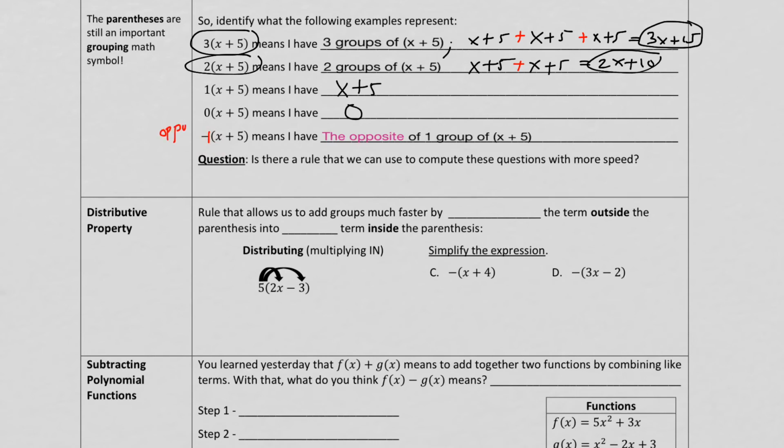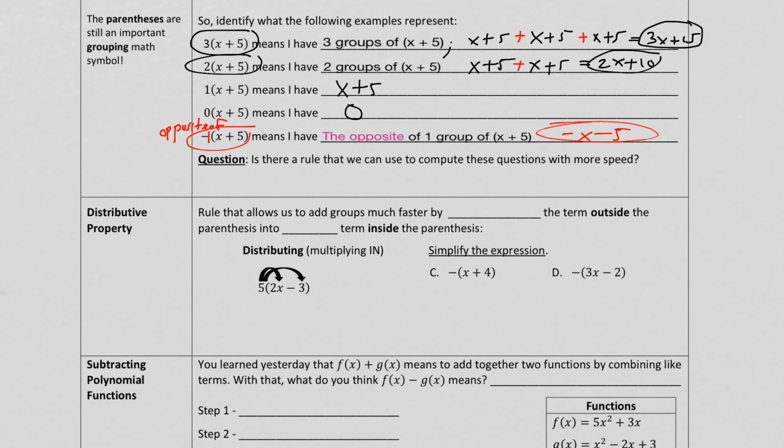So if we have the opposite of one group of x plus 5, then we're going to have the opposite of x would be minus x, and the opposite of plus 5 would be minus 5. And so again, compare the answer to the original expression. You probably already know how to multiply this more quickly to get that answer. But that's how it actually reads and how it's structured behind the scenes.